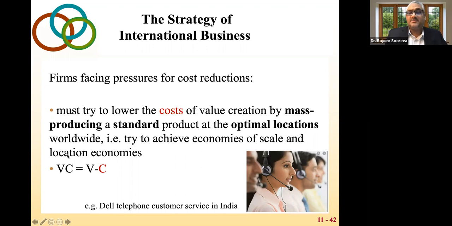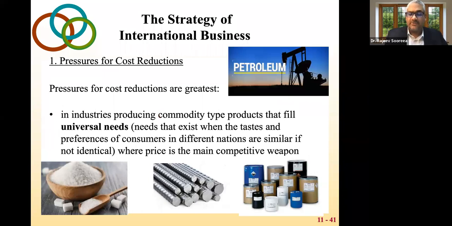So firms that face pressures for cost reduction, that is firms which are providing universal needs type products, need to cut back on the cost of production. If they are producing in the United States, it's too expensive, so they need to produce maybe in Zimbabwe, in Africa, where it might be cheaper. The US consumer will want something cheap and will not pay a higher price. If they can get it cheaper from Zimbabwe, they will buy it from Zimbabwe. A typical example here is salt. I will just import the salt from Zimbabwe because it's cheaper.